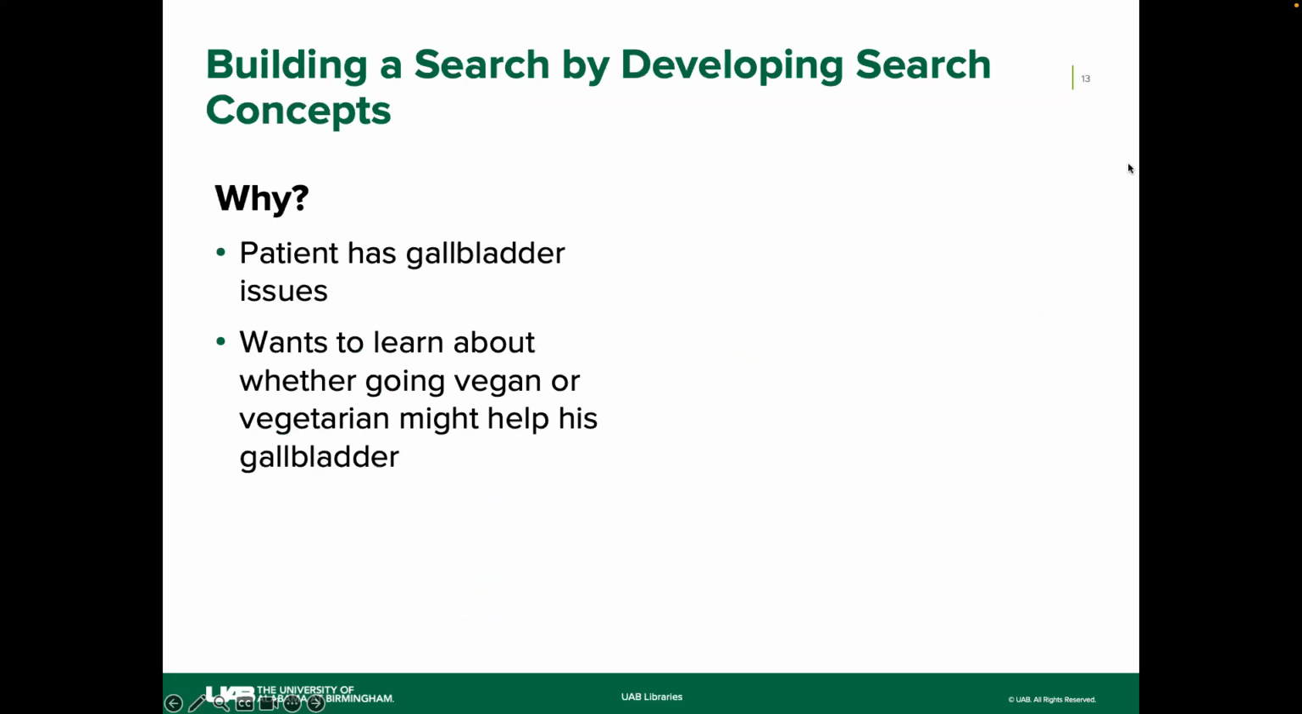So here's our topic. All right, so building a search by developing search concepts. The topic is that there's a patient with gallbladder issues, and this patient wants to know whether going vegan or vegetarian will help with his gallbladder. So the first thing is, what are our main ideas? When we retrieve articles from a database, what topics do we want to make sure they talk about?